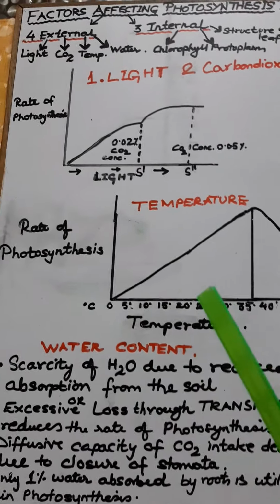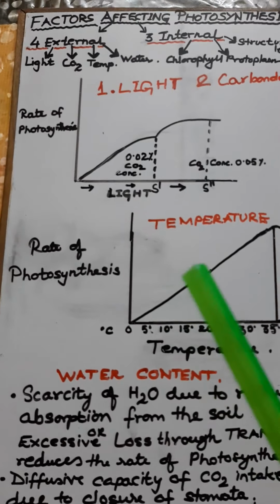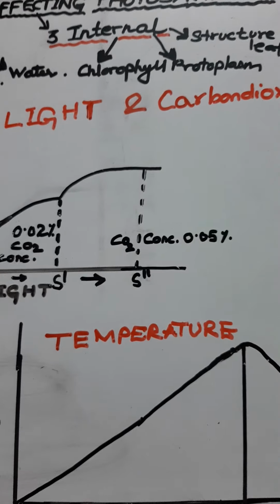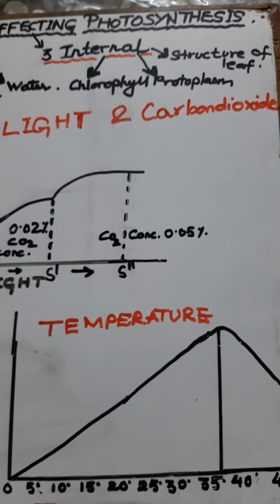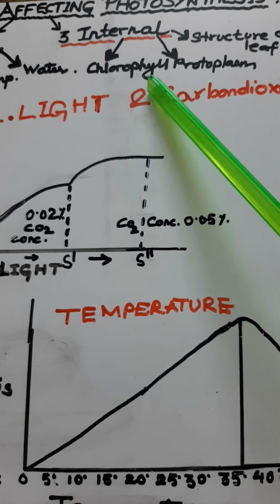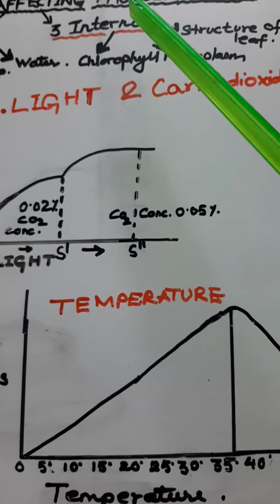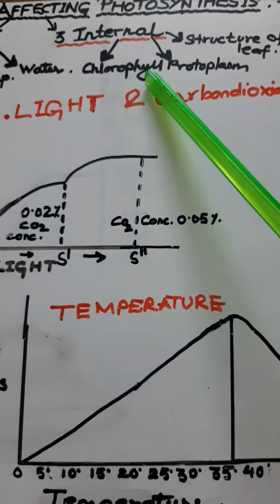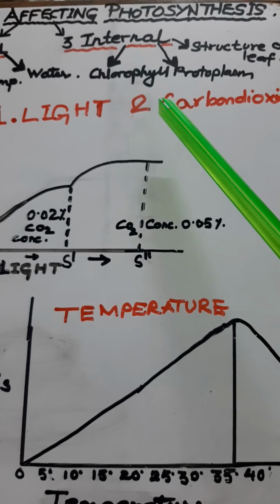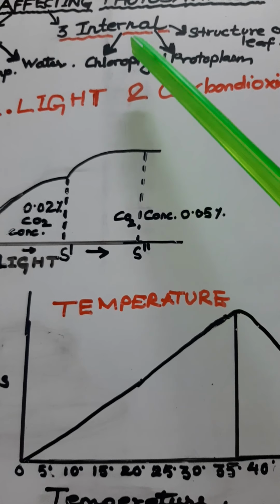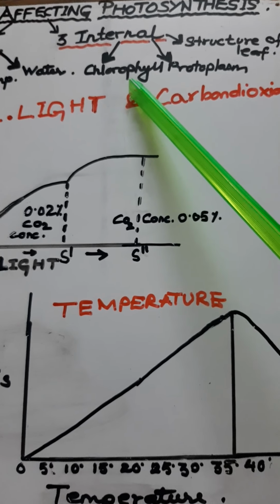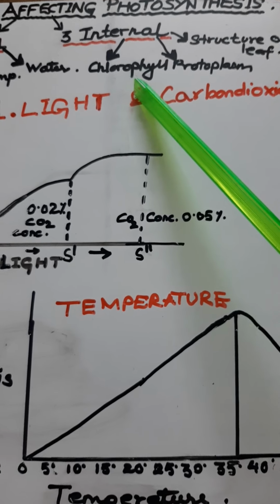So we have finished the external factors. Now the internal factors are chlorophyll. Now see, in the plant, it could be due to some mineral deficiency that the chlorophyll formation has not taken place. If chlorophyll is less, then the trapping of solar energy will also be affected, because chlorophyll actually traps the solar energy. So this is how it will affect the rate of photosynthesis.